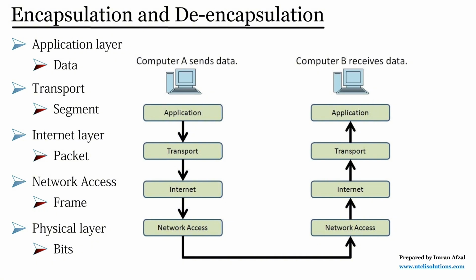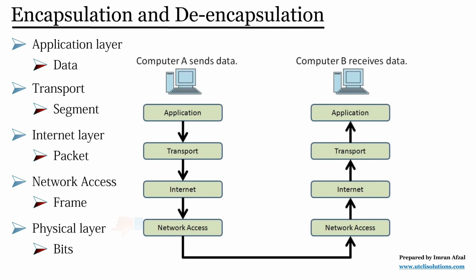Each layer in the TCP/IP model uses a specific name for the data unit it handles. At the application layer, the data is simply called data. At the transport layer, it becomes a segment when using TCP or a datagram when using UDP. At the internet layer, it is referred to as a packet. At the network access layer, it is called a frame. And at the physical layer, it is represented as bits.